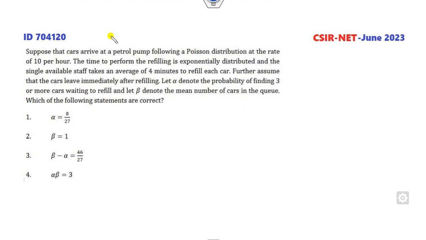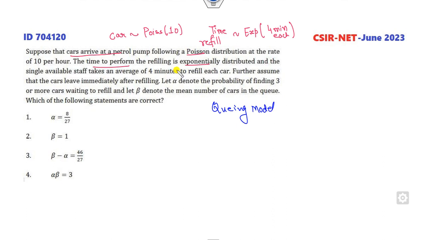Look at this another one. Suppose that cars arrive at the petrol pump following the Poisson distribution with the rate of 10. The time of refilling follows the exponential distribution. We take an average of 4 minutes for each car. Okay, that's simple. What is the thinking of this? That's nothing but the queue model. Why? Because the first is discrete, the second is Poisson, and both are working on the time factors.